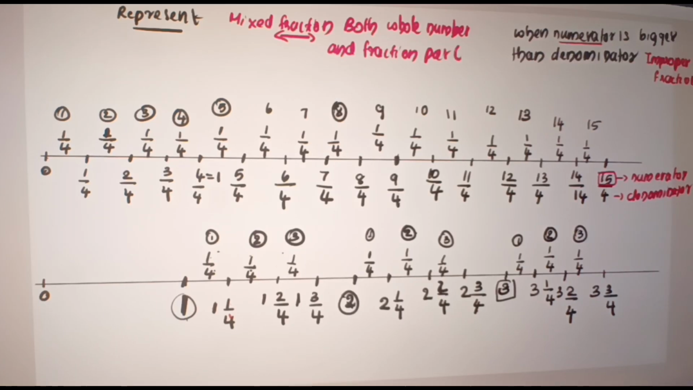That is called a mixed fraction. Mixed fraction means both a whole number and a fraction part are there. That is why we call it a mixed fraction. So what is a mixed fraction? It has both whole numbers and a fraction part. Then we call it a mixed fraction. So this is a mixed fraction. The whole number is the, and these are improper fractions.